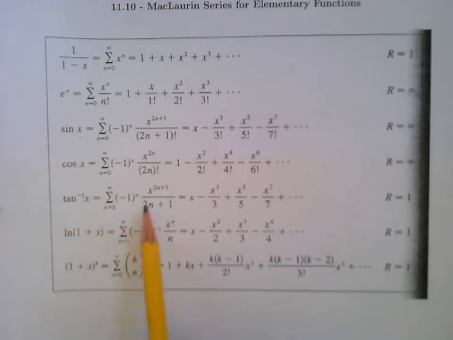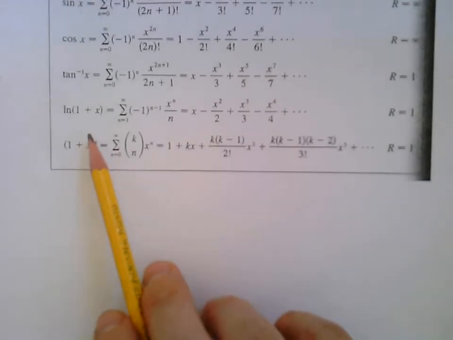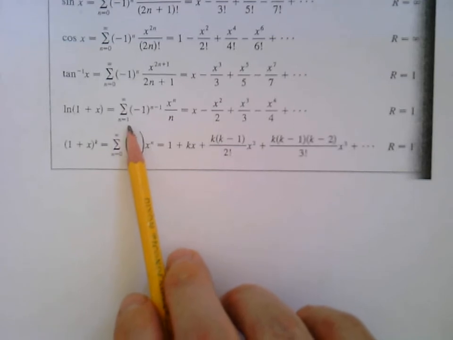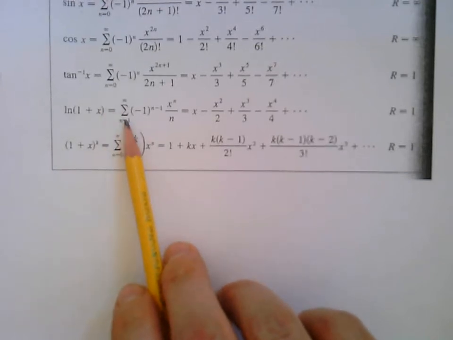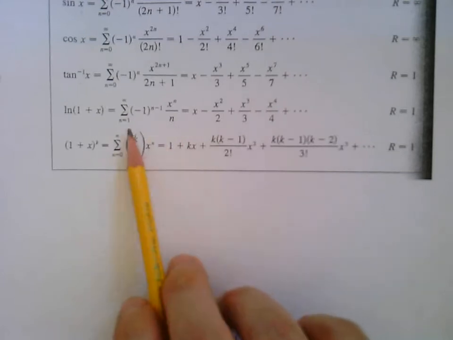Okay. All right. And that's kind of got a similar thing going as sine, except it's not factorials in the bottom. Natural log of 1 plus x. Let me raise this up a little bit. Natural log 1 plus x. Notice that we start at n equals 1. That's something different, because we end up dividing by n here, so we don't want to divide by 0.